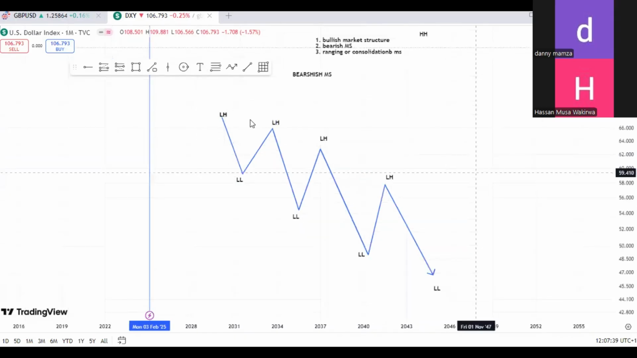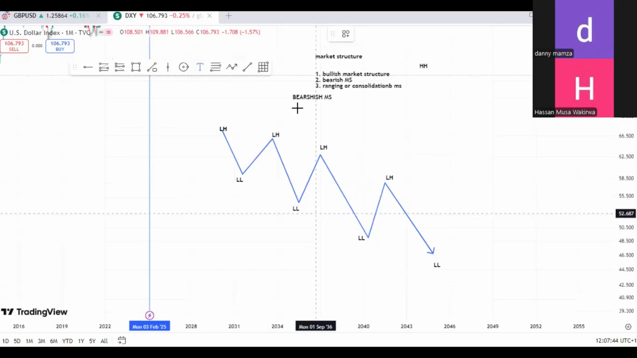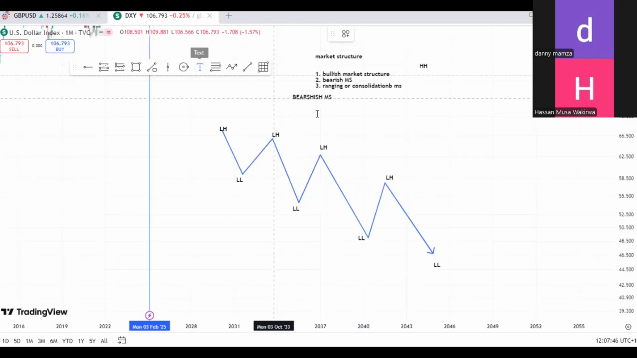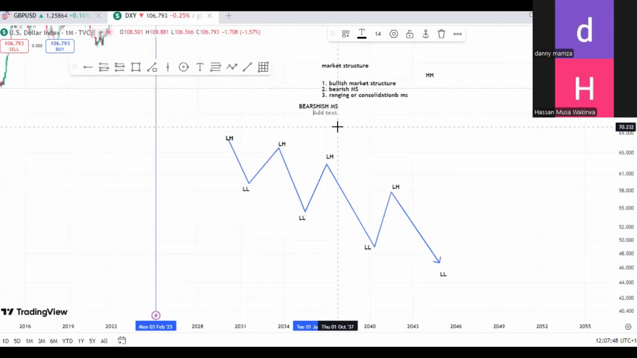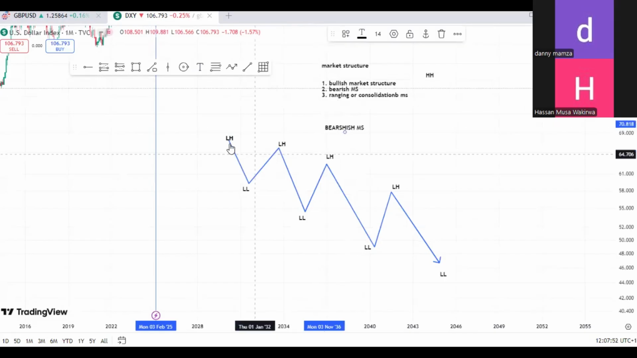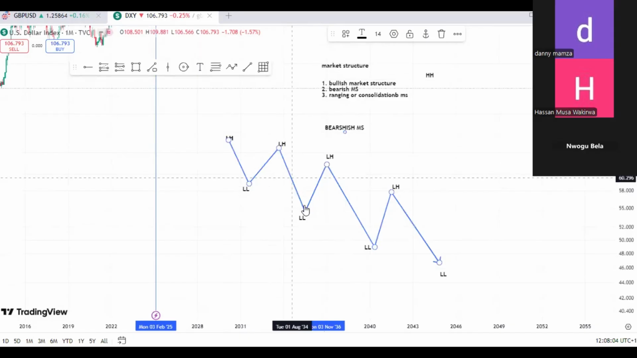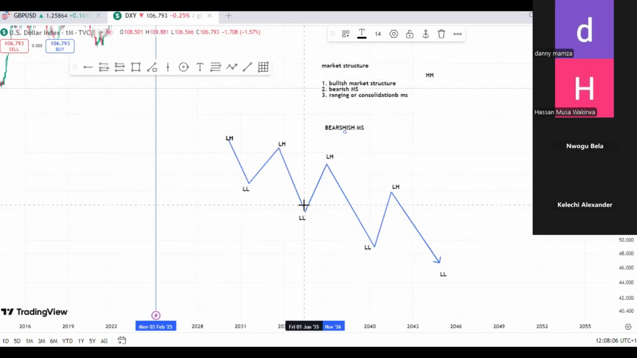Okay, I've already done that. So see it. This is a bearish market structure. The market is forming lower highs, lower lows, lower highs, lower lows, indicating that we have more sell candles than buy candles in the market. So essentially, we should be expecting more sells than buys in the market at this particular time.